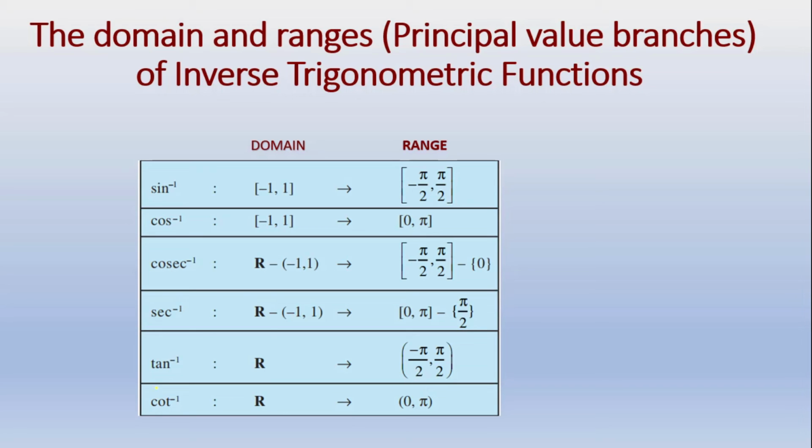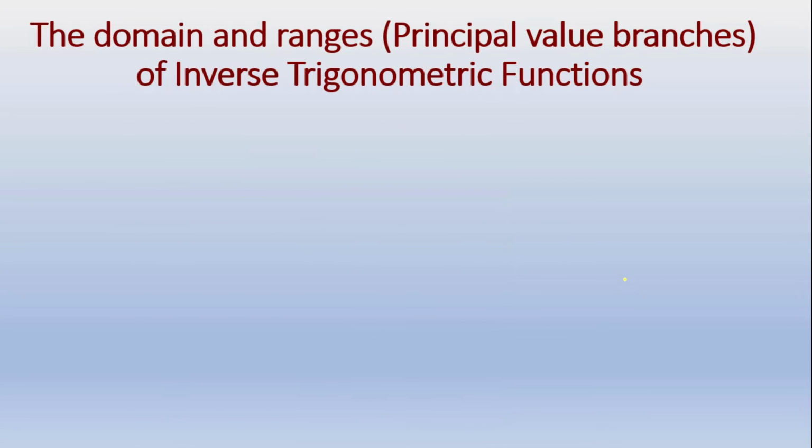For tan inverse, the domain will be all the real numbers. For cot inverse also it is all the real numbers. The range of tan inverse will be the open interval of -pi/2 to pi/2, and for cot inverse your range will be the open interval of 0 to pi. Now let's see a few examples to make it a little more clear.